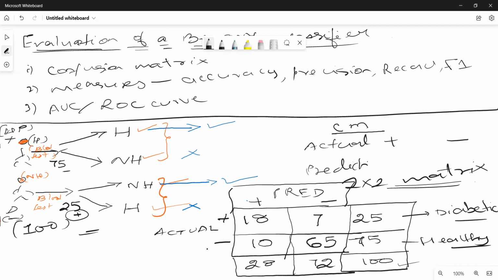Okay. So total positives predicted is 28. Total negatives predicted is 72. Okay. Total predictions. So it doesn't mean that they are the accurate predictions. They are the total predictions. Is this clear to everyone?